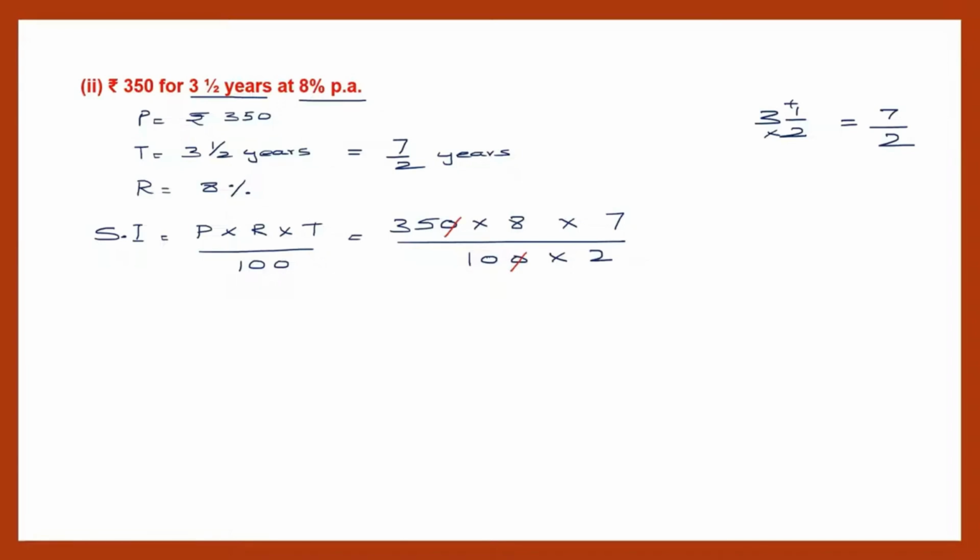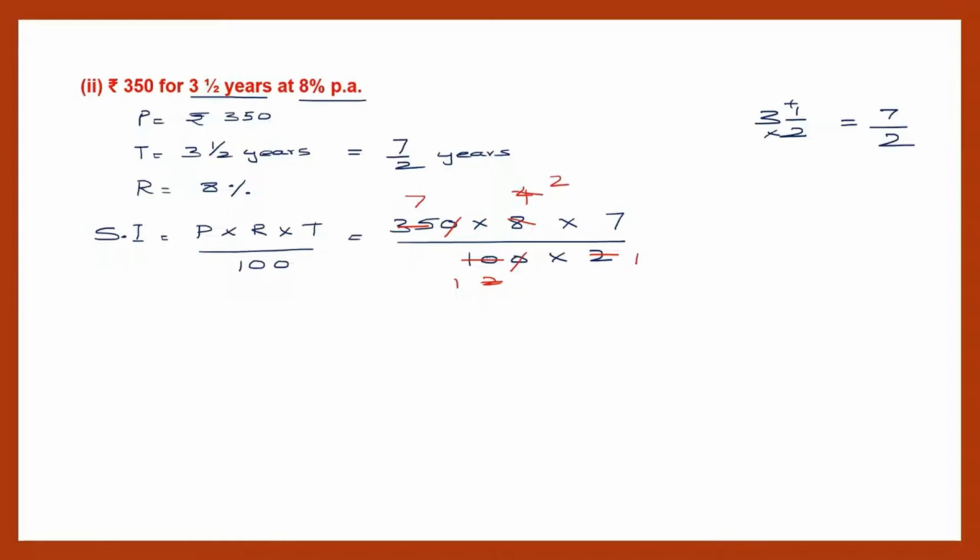I can cancel 35 and 10 by 5. 5 2s are 10, 5 7s are 35. I can also cancel 2 and 8. 2 1s are 2, 2 4s are 8. Again I can cancel 2 and 4. 2 1s are 2, 2 2s are 4. Now there's nothing else to cancel.